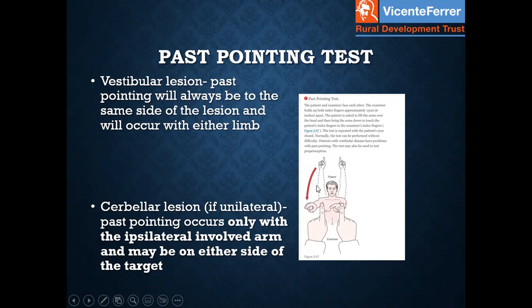For vestibular lesion, if it is a right vestibular lesion, both upper limbs will manifest that fast pointing to the same side. Whereas in cerebellar lesion, only the ipsilateral upper limb will have that fast pointing, but the fast pointing may be either to the left or right. Hello? Is it clear? Yes, sir. Okay.